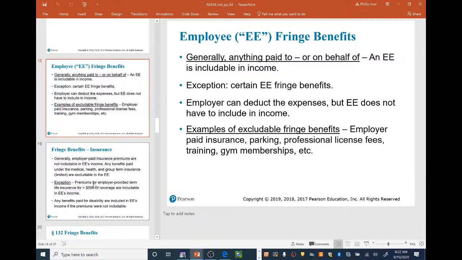So once again, employer-paid premiums on health, accident, disability, and qualifying group term insurance are excluded from the employee's income. So let's look at one more example. The taxpayer's employer pays the entire premium for health and accident insurance on the taxpayer and her family. This amount is $350 per month. So the entire annual cost to the employer, $4,200, is going to be excluded from the taxpayer's gross income. So that's also nice.